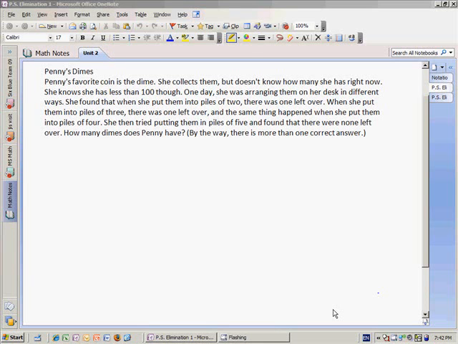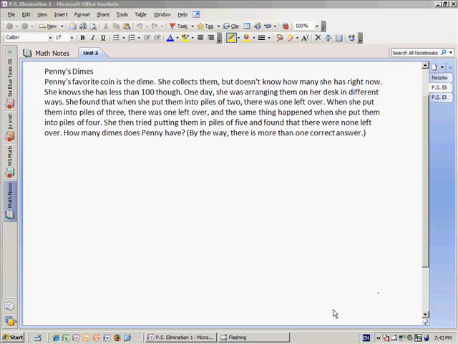The method of problem solving we're going to look at today is called Eliminate Possibilities. Pennies, dimes. Penny's favorite coin is the dime. She collects them, but doesn't know how many she has right now. She knows she has less than 100 though. One day she was arranging them on her desk in different ways.